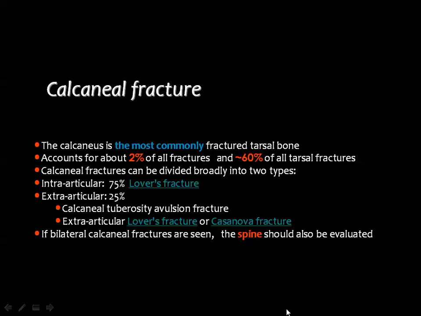Sometimes you may appreciate this fracture in the plain X-rays, but it is well appreciated in the CT scan, especially in the reconstructed images. Calcaneal fractures are considered the most common fractures of the tarsal bones, and they represent about 2% of all fractures and about 60% of the tarsal bone fractures. As in any fracture near a joint, the fracture is classified into two main broad categories: the intra-articular fracture, which involves the articular surface, or extra-articular fracture, which does not involve the articular surface.